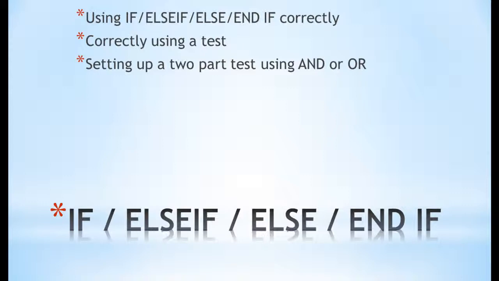The if, else if, else, end if structure, you could simply imagine an if test, end if. That's a very simple example. You could also then imagine if test, then do something, else, end if. And then finally the multi-way, else if, the if test, then else if another test, then, and then maybe an else, and then end if. So using the tests correctly and setting up a two-part test with an and or maybe using the or.